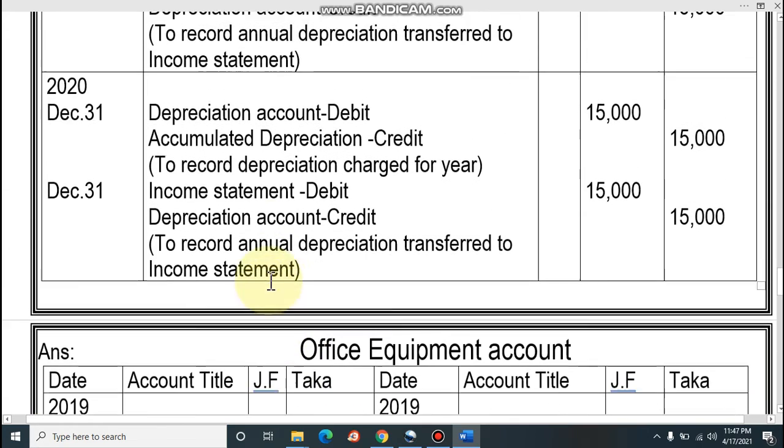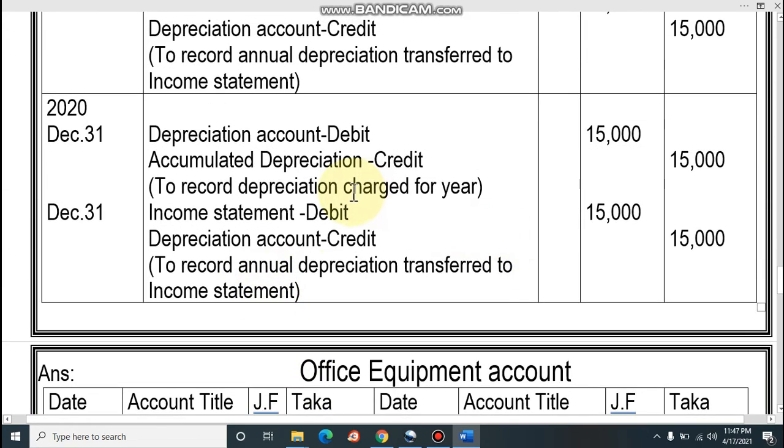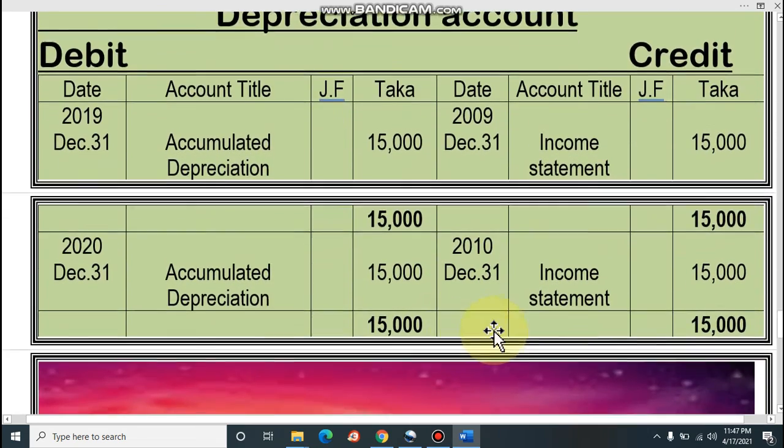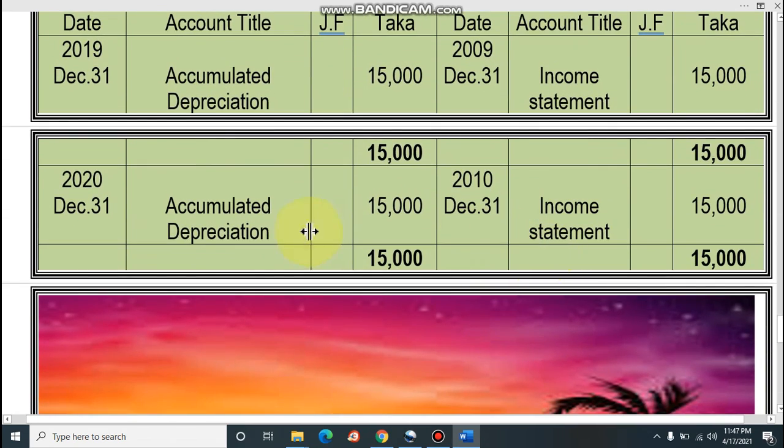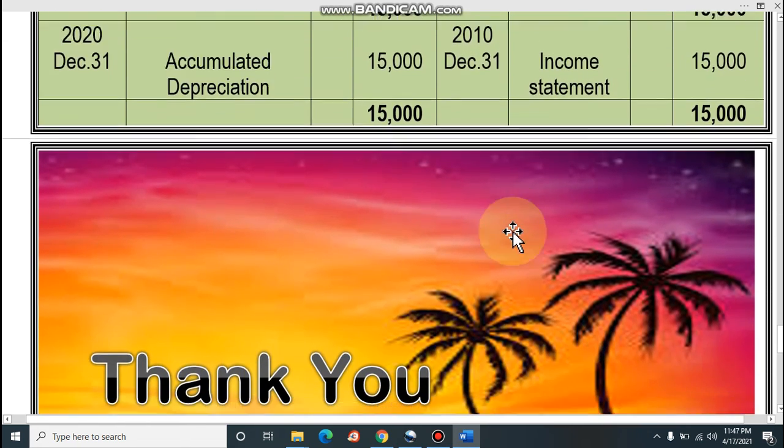For 2020, look, same thing. Depreciation account debit, accumulated depreciation account credit. So on the debit side we will write accumulated depreciation account, and for income statement debit, depreciation account credit, so on the credit side we will write income statement. So both sides' balance is equal, 15,000 and 15,000. That means no balance BD or no balance CD. I hope, dear student, all of you understand.